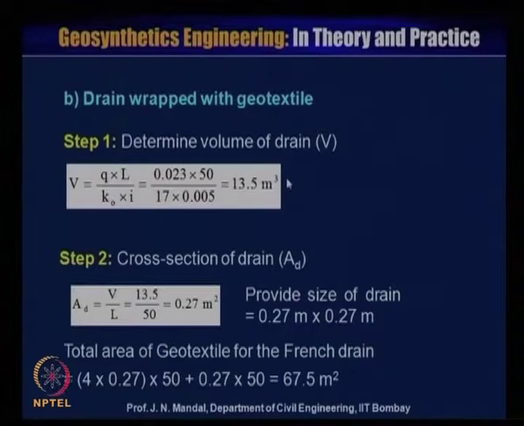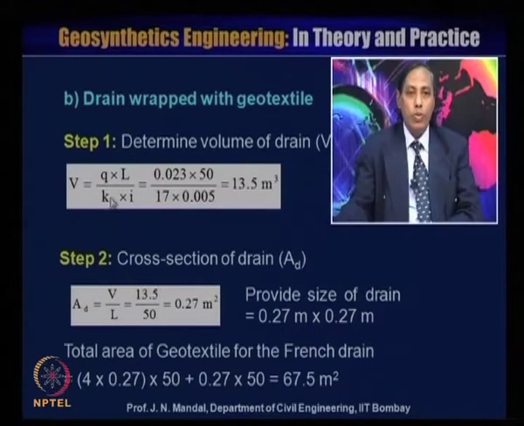So, step 1, determine the volume of the drain, that is V. V is equal to Q into L by K0 into I. Q is 0.023, L is 50, and K0, as open graded aggregate has been used, is 17, and I, the slope, is 0.005. So, this volume is 13.5 meter cube.